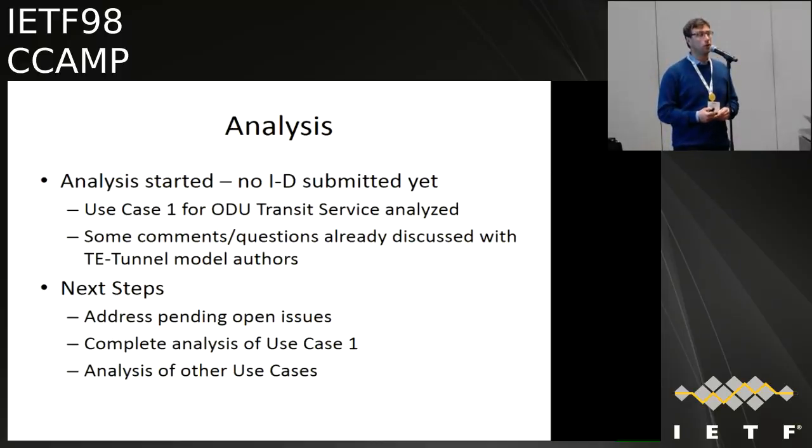And we have analyzed how the ODU transit service can be implemented in use case number one. From this analysis, we get many details, comments, and questions. We have already started to discuss with the model authors of the T-Tunnel, and we got some changes to the T-Tunnel model to clarify and to support this use case. The next steps: we still have many open issues to address, so we want to address all of them, complete the analysis of this use case, and continue the analysis of the other use cases on a contribution basis.